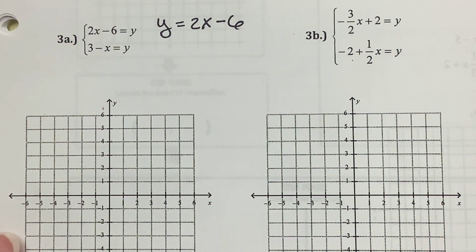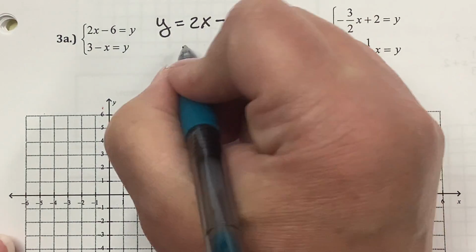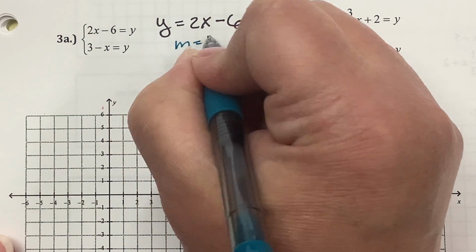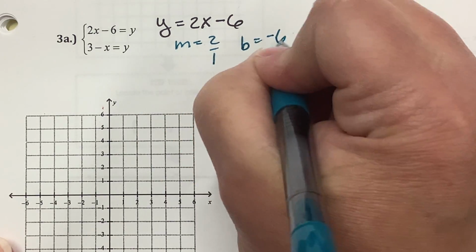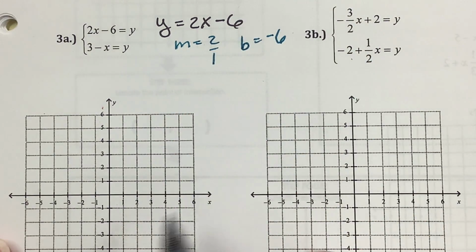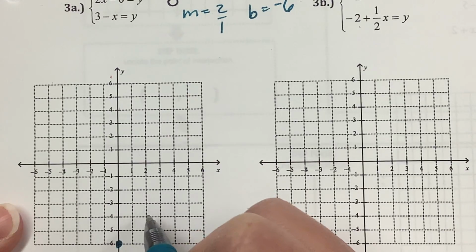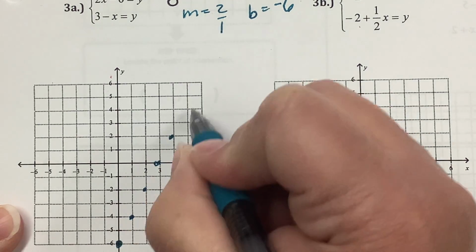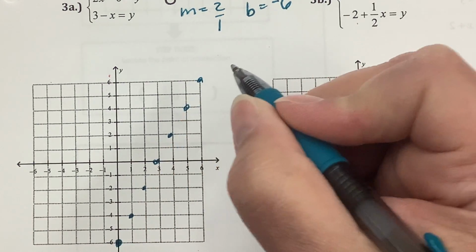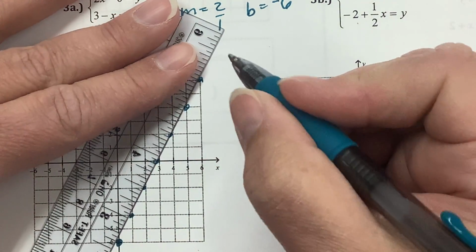So now I have m equals 2 over 1 and b equals negative 6. So I can graph that one. Here we go, negative 6, and then rise 2, run 1, and I'm going to have a nice line go straight across up like that. There's my first one.